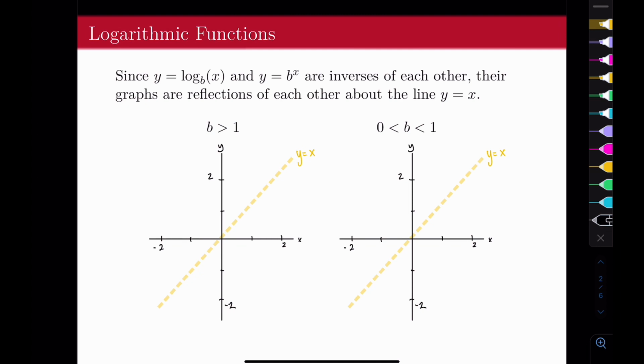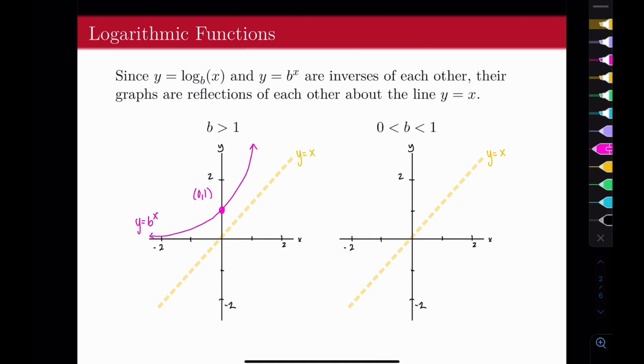So remember, depending on the base, we have two different graphs. One possibility is our base being bigger than 1, and the second graph is dependent upon the base being between 0 and 1. So let's start with the first case. If we graph b to the x, we go through the point (0, 1), and the shape of our graph looks like this. So here is y equals b to the x.